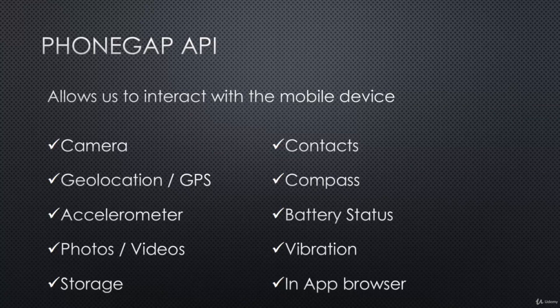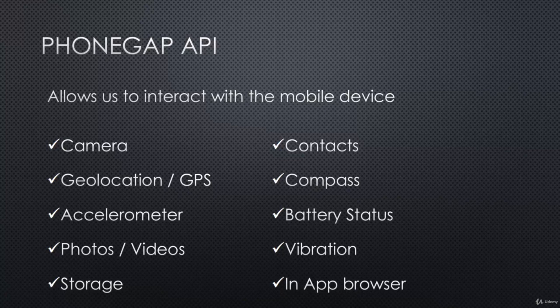Alright, another awesome feature of PhoneGap is its API. Okay, so its API allows us to interact with the device utilities and features. We can do this by using Cordova plugins, and I'll talk about Cordova in a couple minutes. But with these plugins, we can use things like the camera, geolocation, and the GPS, the accelerometer.